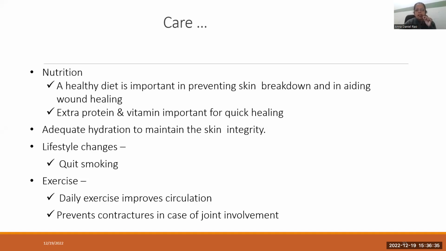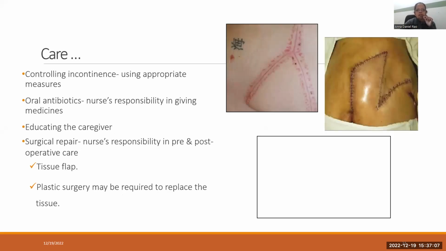Then exercise, daily exercise improves circulation. As we saw in previous slides, the patient should be given some movement. If not possible actively, then passive movement always needs to be helped out. Recreational activities are also very helpful. It will also prevent contractures that we had just seen.